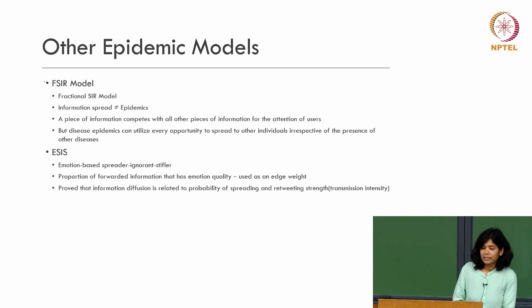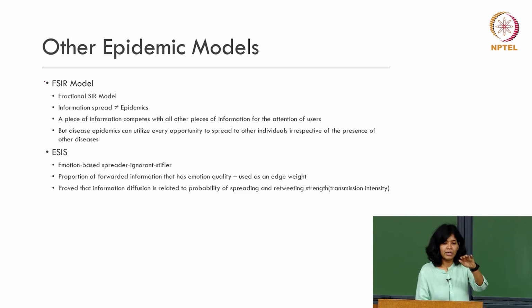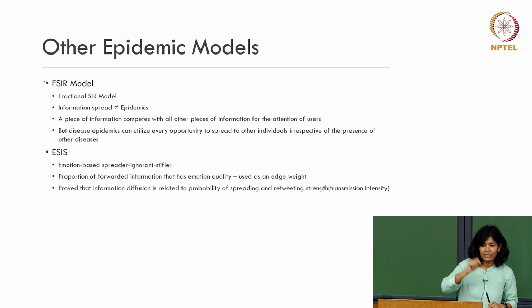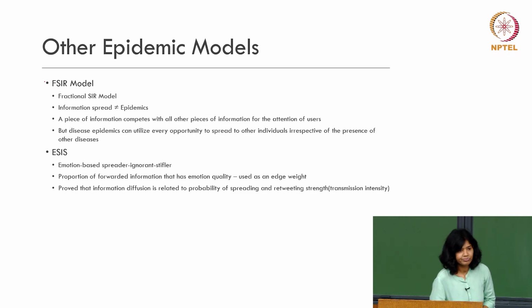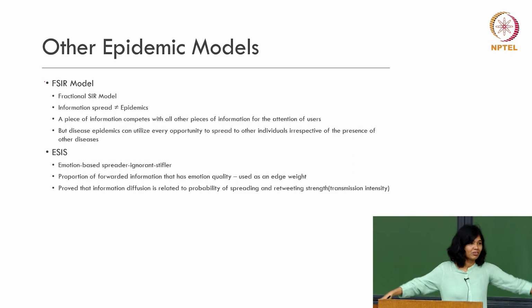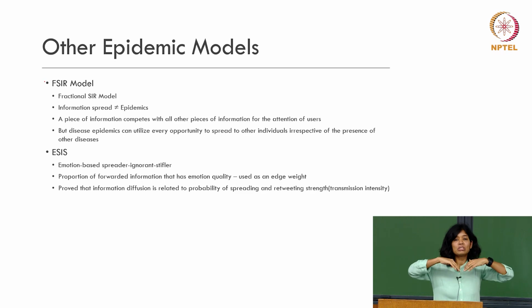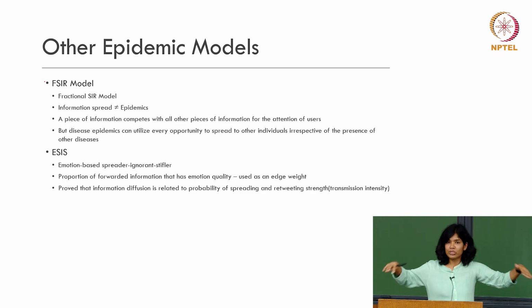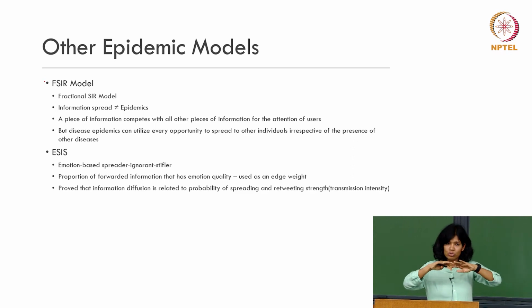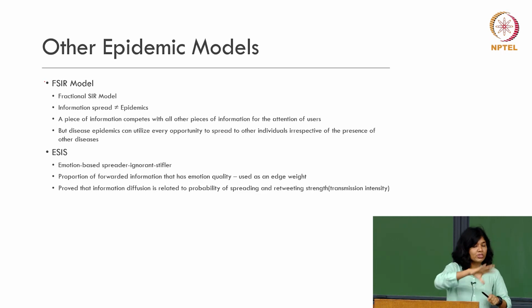So SIR is basically binary: you are in that state or not. But fractional SIR says that, let's say I'm really popular, I have a lot of followers, a lot of information is presented to me, a lot of tweets, but I don't pay attention to each of those tweets. Only a fraction of those tweets might be of interest to me.